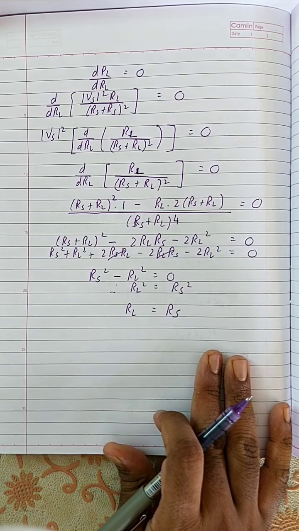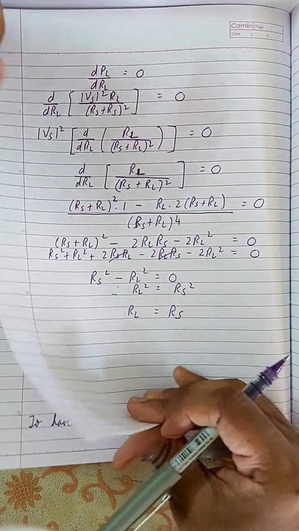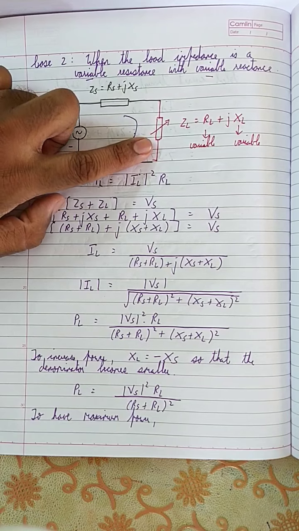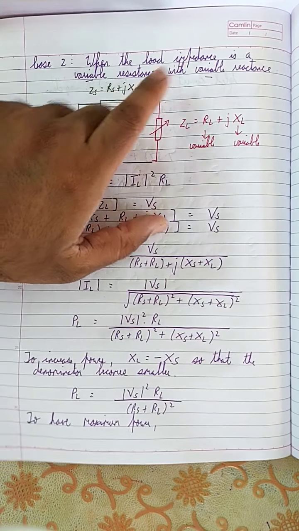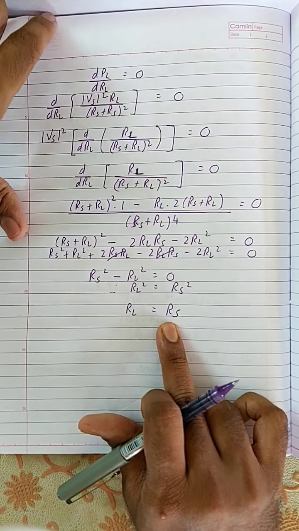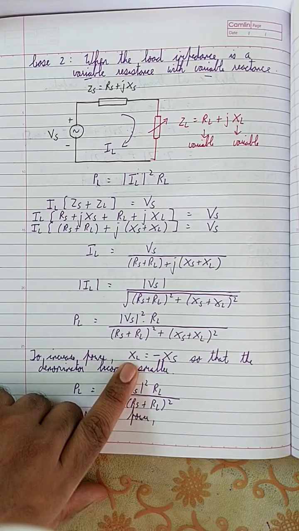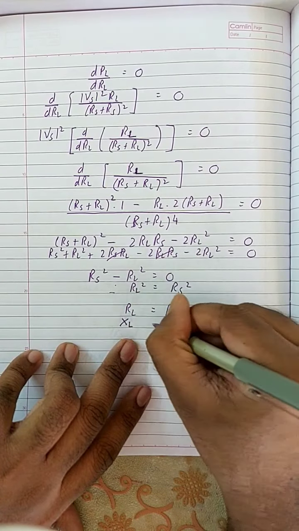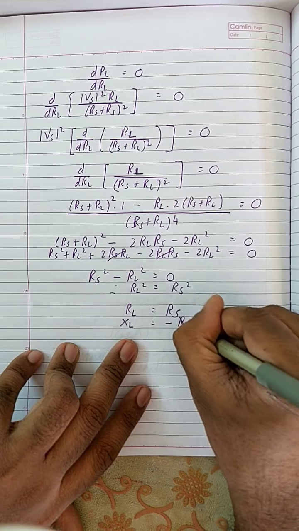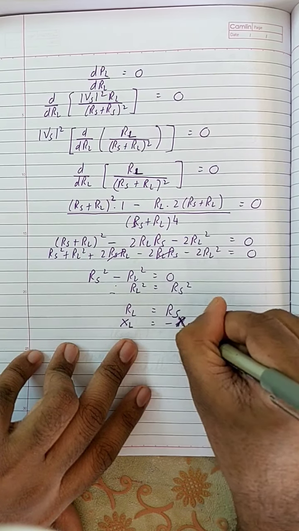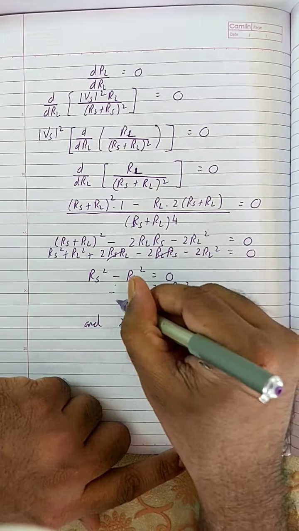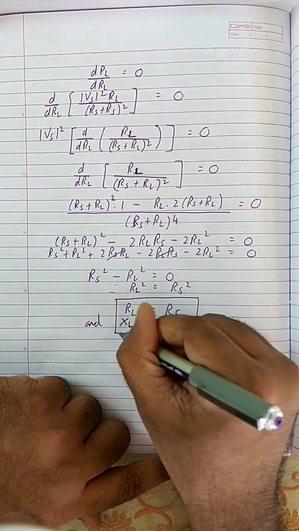Which means if you want to have maximum power from the source, and if you have a load which is both a variable resistance with a variable reactance, then the value of RL must be equal to RS and the value of XL must be equal to minus XS. In other words, the value of XL is equal to minus XS. If you want to have maximum power, then these two conditions must be satisfied.